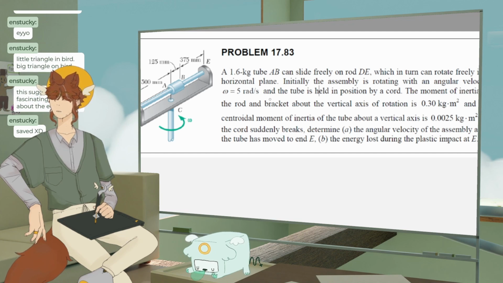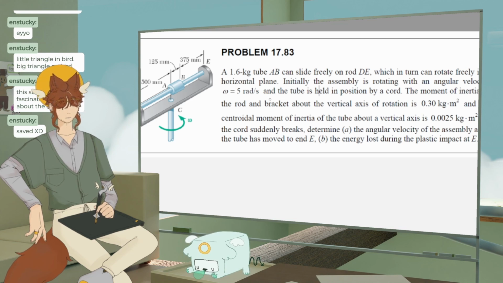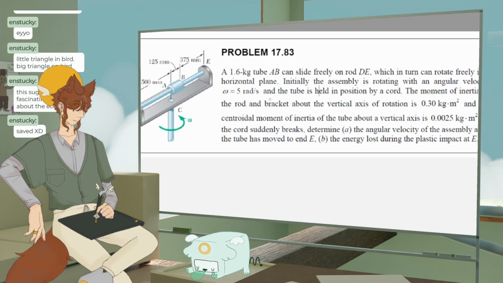A tube can slide freely on a rod, which in turn can rotate freely. Okay, so we got a little fidgety thing. Initially, the assembly is rotating with an angular velocity of that, and it's held in position by a cord. The moment of inertia is that, and the centroidal moment about the rod and bracket, about the vertical. Okay, the cord suddenly breaks. Wait, it's a plastic impact. That's perfectly inelastic. Oh, it gets stuck?